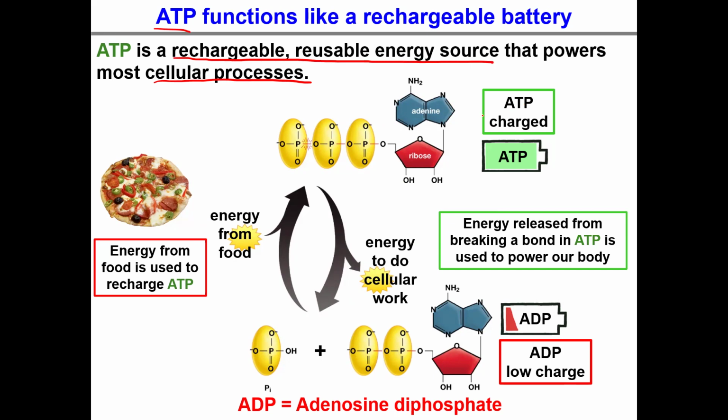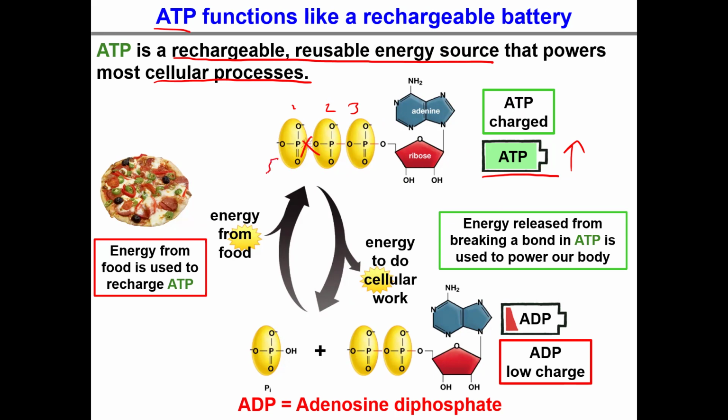So again, we have our ATP here. Remember ATP, adenosine triphosphate, 1, 2, 3. We have three phosphates over here. And you can see that when it's charged, it is going to be very energy dense. So that means it's going to have tons and tons of energy in it. Now, what's going to happen? Remember, we're going to go ahead and break off one of those phosphate bonds.